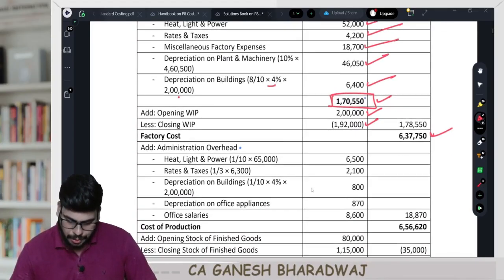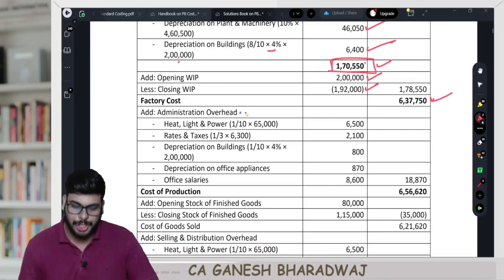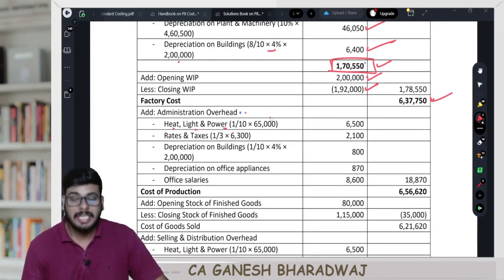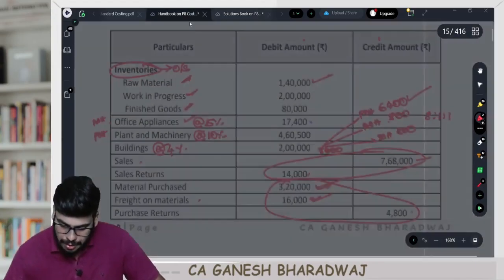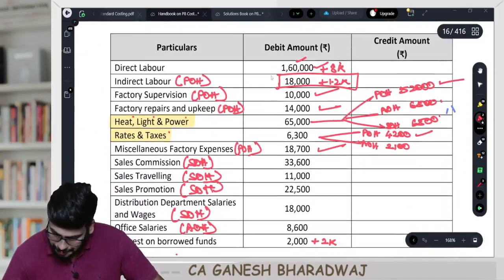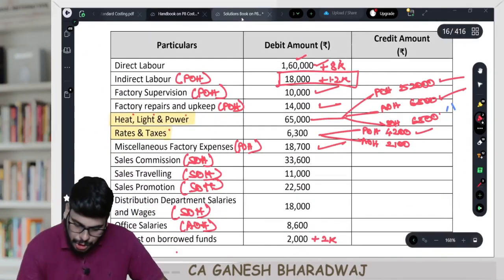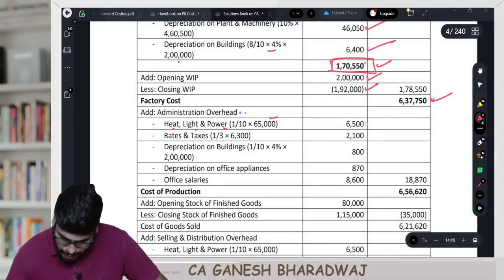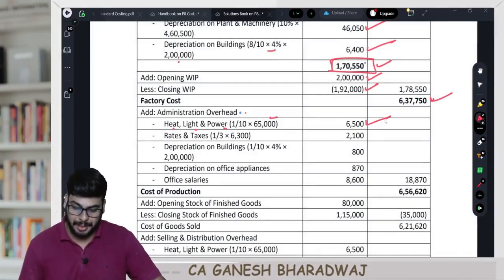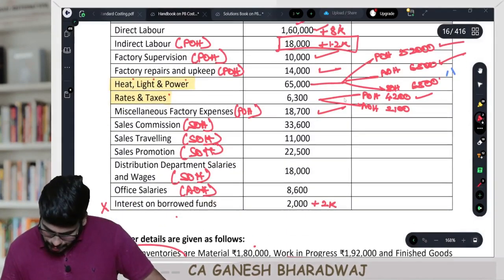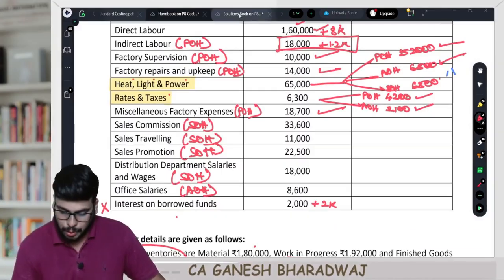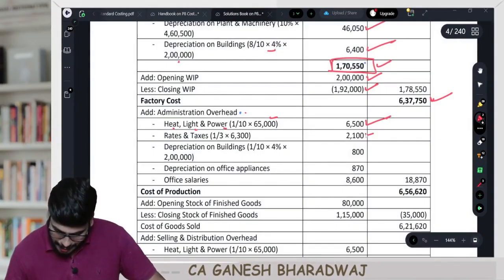To this, what we need to do now is add administration overheads. Administration overheads, how will you add? First, heat, light and power, 65,000 rupees. On that, 1/10 was attributable. So the 6,500 rupees that we calculated here should be added up here. Are you clear with this? Similarly, rates and taxes, 6,300 rupees into 1/3. 1/3 of 6,300 is 2,100. This needs to be added up here.